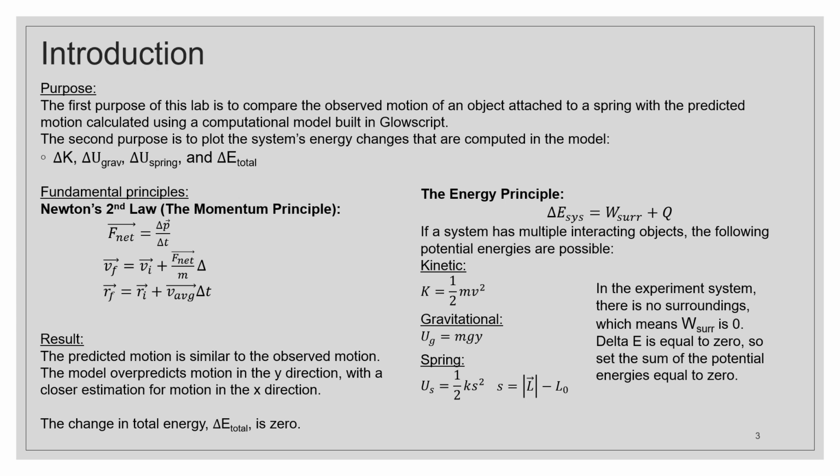Firstly, Newton's second law states that F net is equal to the change in momentum over the change in time. From this equation, the following velocity and position update formulas were derived. They will be used in part 2 of this experiment to predict the motion of the object attached to the spring.